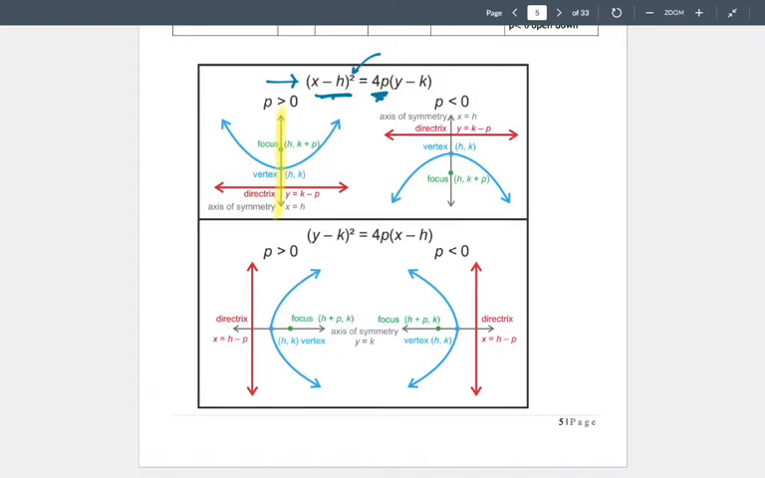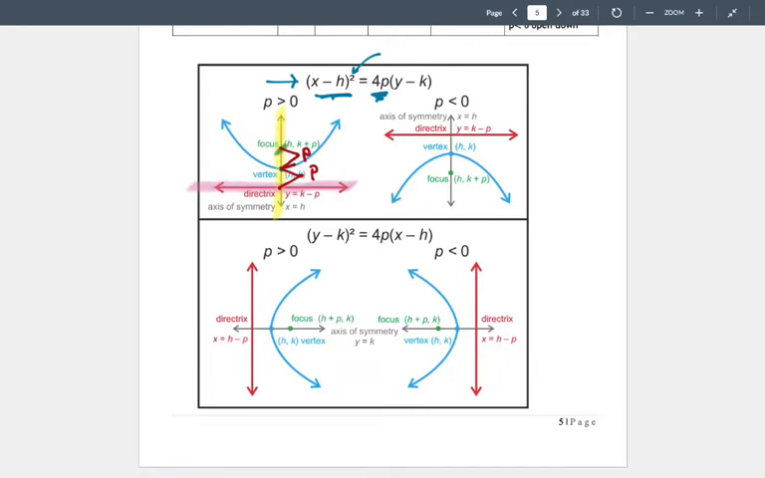Then you've got this directrix, right here. You've got a point called the focus, right here. From the vertex, which is right here, the focus and the vertex are exactly p units apart from each other. The directrix and the vertex are also p units apart from each other. So the length from the focus to the directrix is 2p.